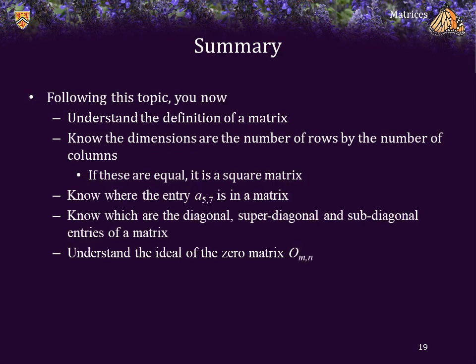Following this topic, you now understand the definition of a matrix. You know the dimensions of a matrix are the number of rows by the number of columns of that matrix. If these are equal, we will say that it is a square matrix. You know where to find, for example, the entry A sub 5, 7 in a particular given matrix. You know which are the diagonal, superdiagonal, and subdiagonal entries of a given matrix, and you understand the idea of the zero matrix, specifically the representation of the m by n zero matrix.